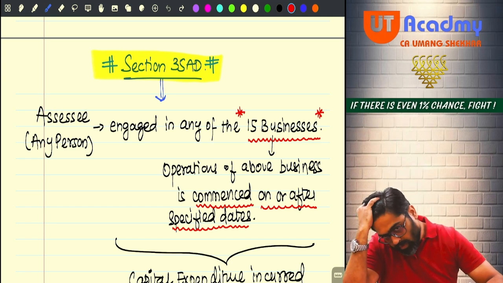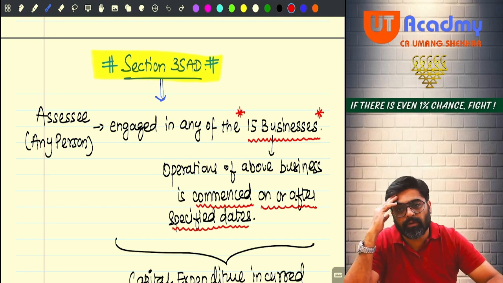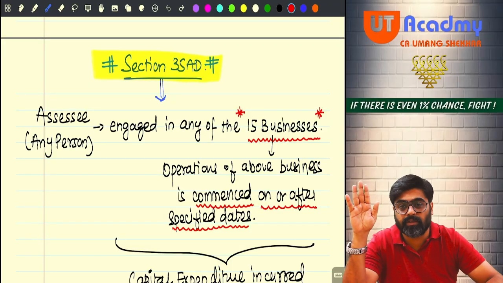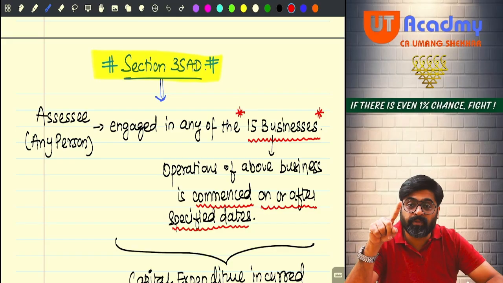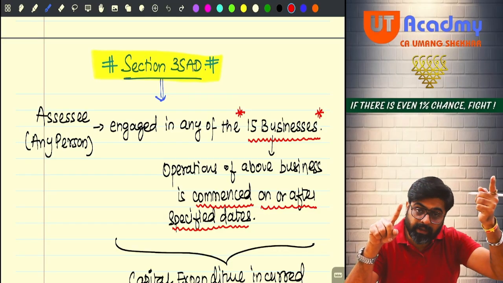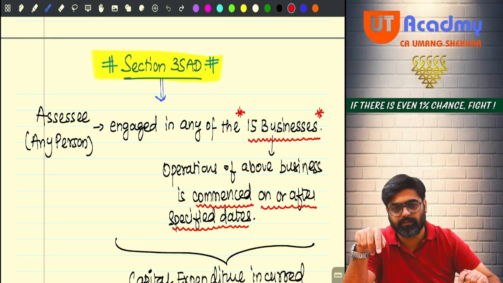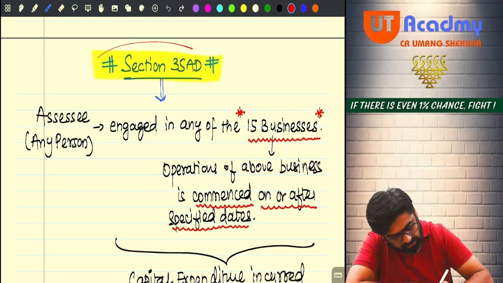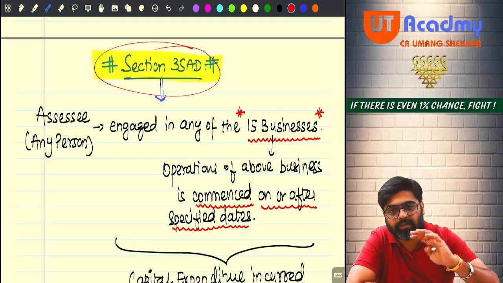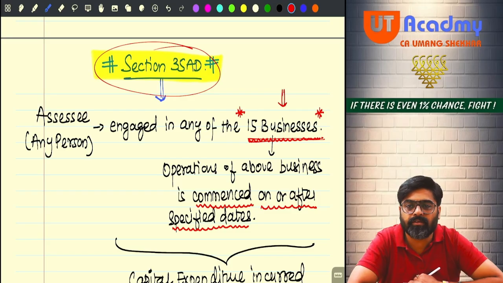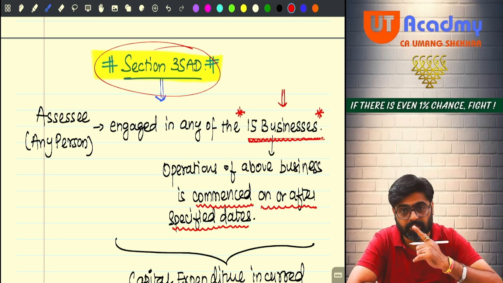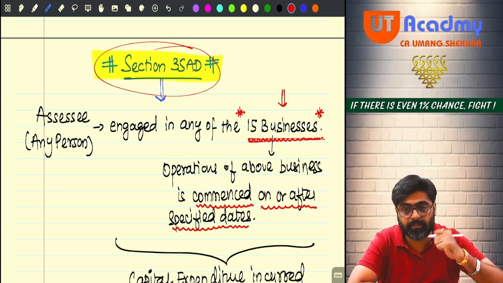See, I have told you that there are three types of businesses. One is speculation business. What is speculation business? I have already explained. Second is those businesses which are specified under section 35AD. So now we are into section 35AD. In this section, there are 15 businesses whose names are specified. Now, which 15 businesses are there?